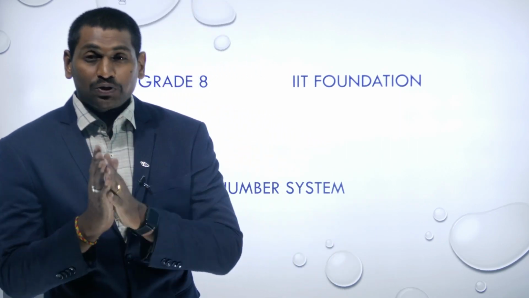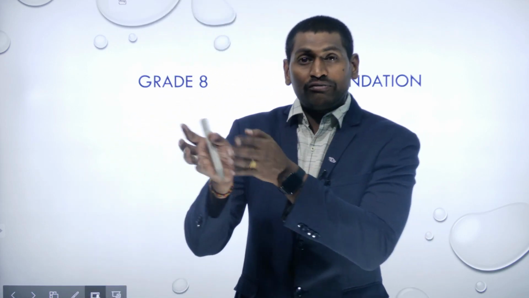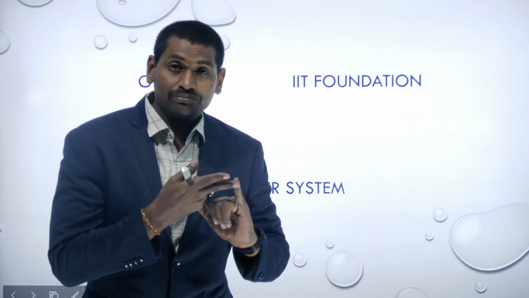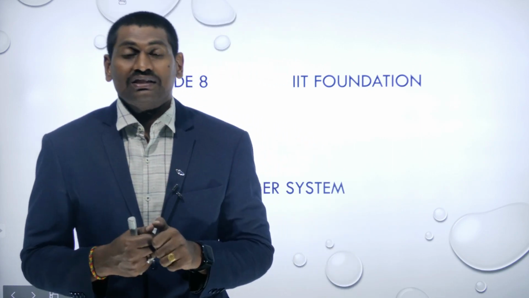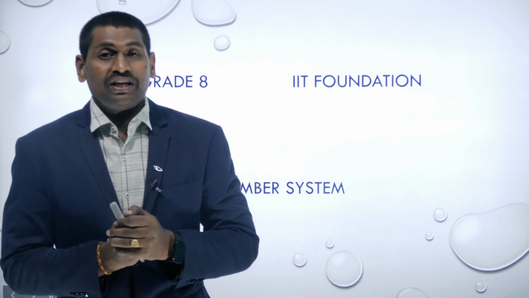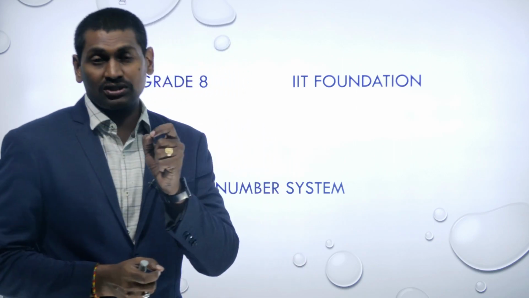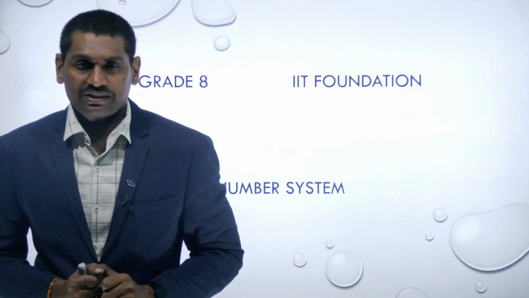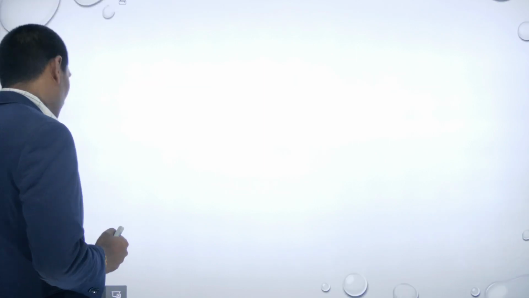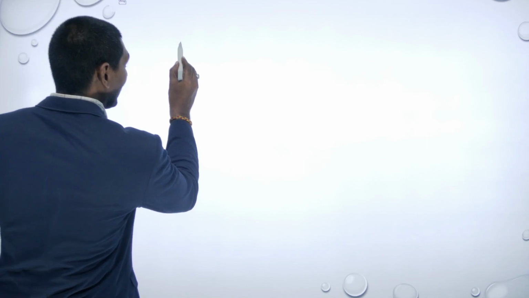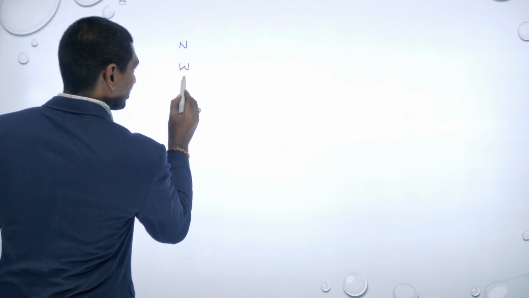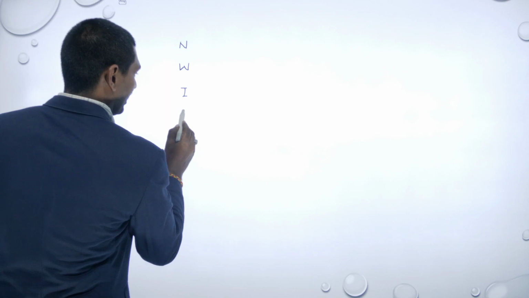Today we are going to discuss the topic of number system. So we know that there are different types of number systems, nothing but natural numbers, whole numbers, integers, rational numbers and irrational numbers, real numbers also. Now today's concept is we are going to discuss the topic of surds. Before that, we already know what natural numbers, whole numbers, integers and rational numbers are.